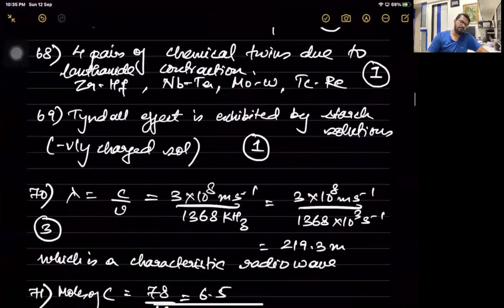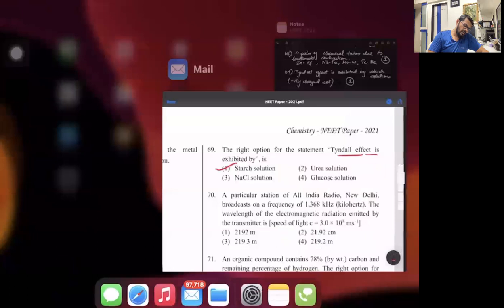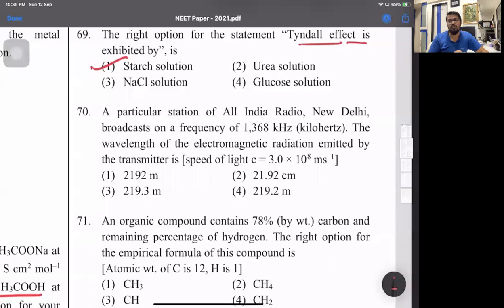So that's a negatively charged sol solution, that is starch. Then the 70th one, this is one of the salt examples from Structure of an Atom. If anybody has gone through the salt examples, this part is there.